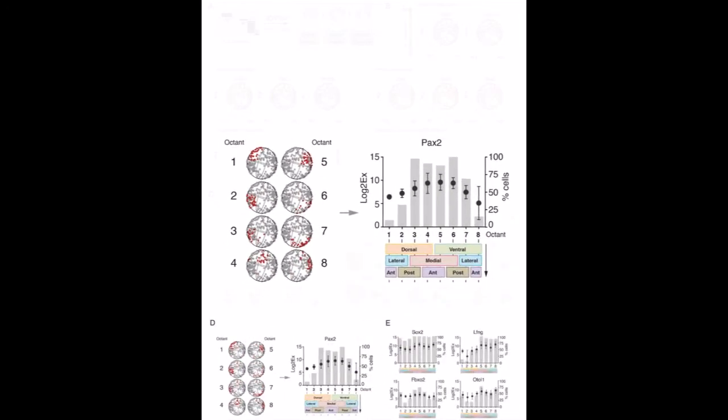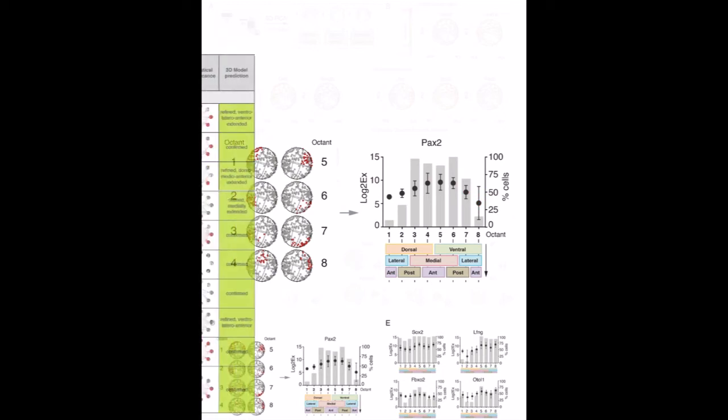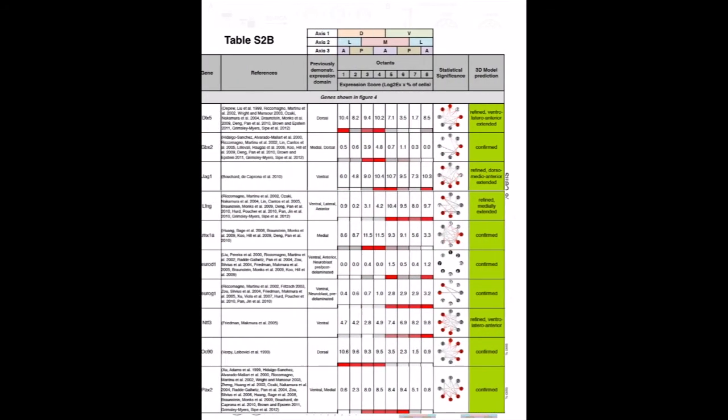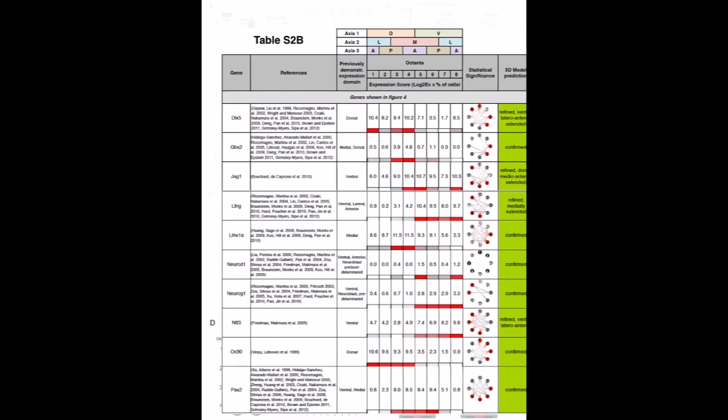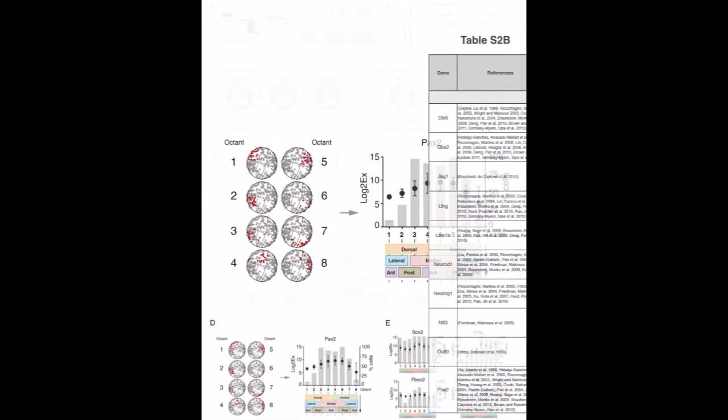In D, we partitioned the sphere in 8 equally sized octants. This enabled us to describe defined spatially restricted domains, such as dorsal medial posterior, which represents octant 3, for instance. For each octant, we were able to calculate the percentage of cells that express a particular gene and its associated mean expression value. Comparing the expression patterns of various genes predicted by the model with data from the literature demonstrates the accuracy of the computational representation.